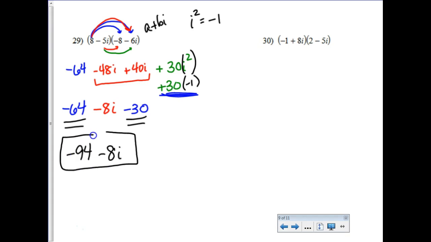So multiplying is a little complicated because you have to distribute, you have to collect your like terms, you have to know that i squared is negative 1, and then you've got to finally get me the final answer in a plus bi form.